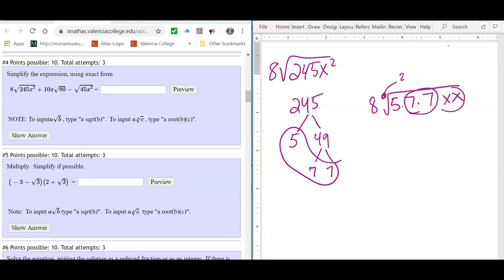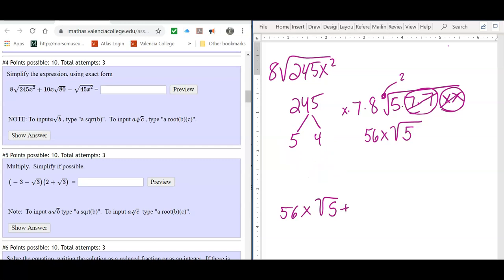So I'm looking for groups of 2. Well, I have 2 7s and two x's. So every time I have something circled, I take one member out and I put it in the front. So on the outside, I have 56x, and then underneath the radical, I still have a 5. Okay, so let's put that down here. That's my first radical that I've just gone ahead and simplified.